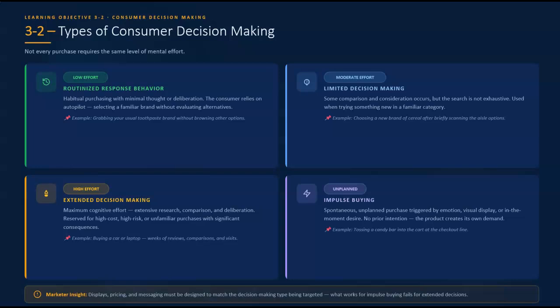An unplanned consumer decision making behavior is impulse buying, spontaneous unplanned purchase triggered by emotion, visual display, or in the moment desire, no prior intention. The product creates its own demand. So they have an example of a candy bar at the checkout stand. You see it there, Snickers. Oh, I want one of those.